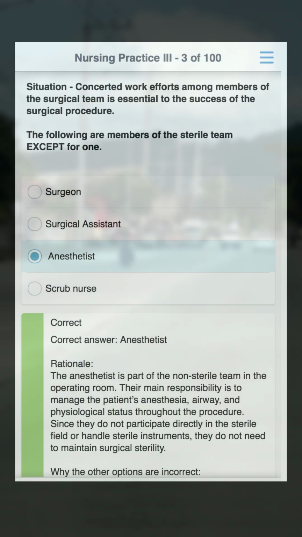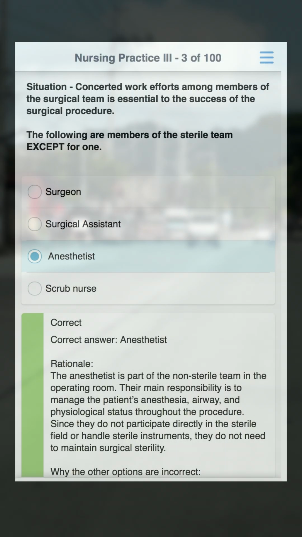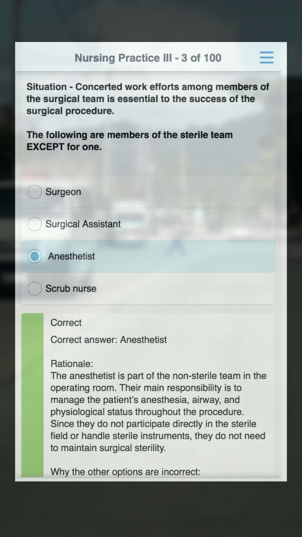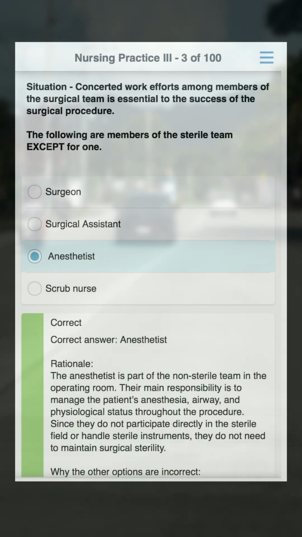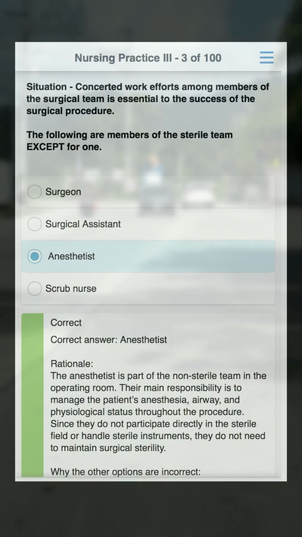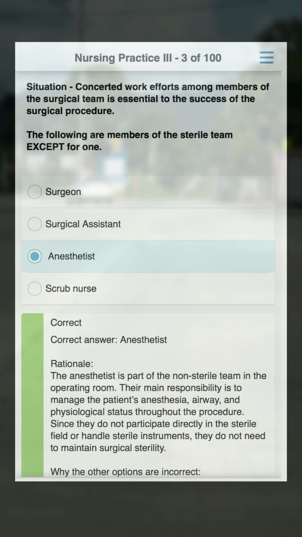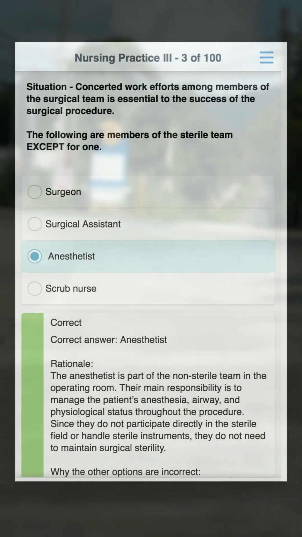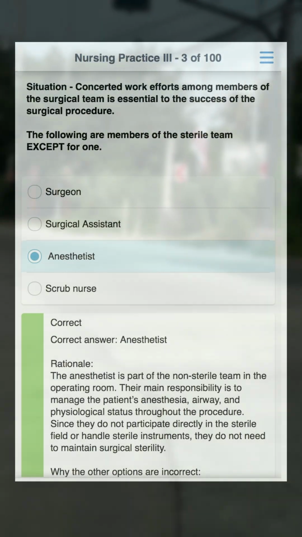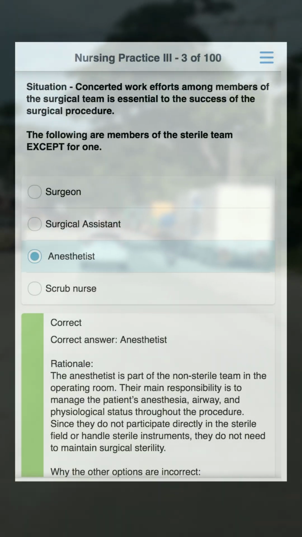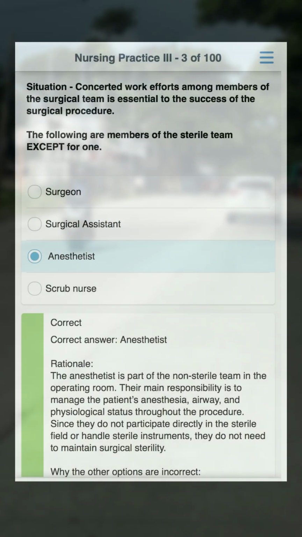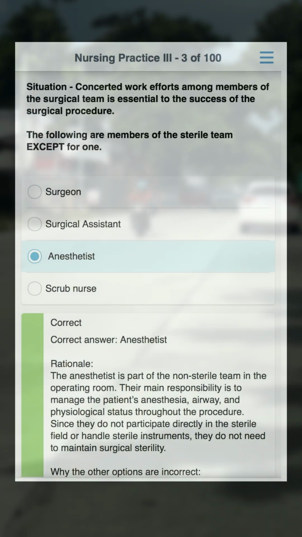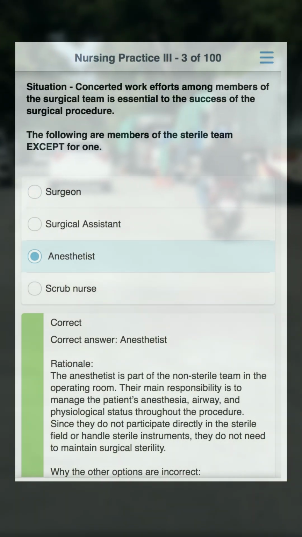This is the concept that you need to remember. Board exam takeaway: when the question asks for the member who is not part of the sterile team, remember, the surgeon, surgical assistant, and scrub nurse are sterile. The anesthetist and circulating nurse are non-sterile. The anesthetist is still an essential member of the surgical team, but does not work within the sterile field. So, the correct answer is the anesthetist.